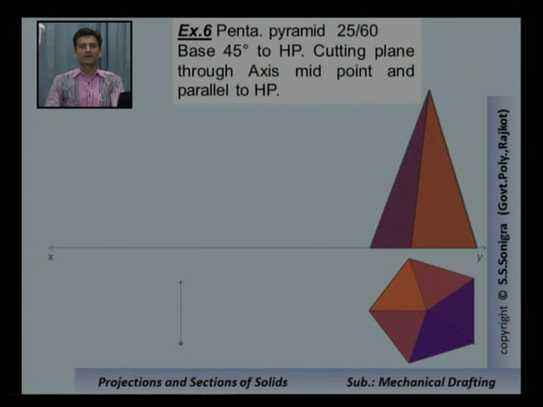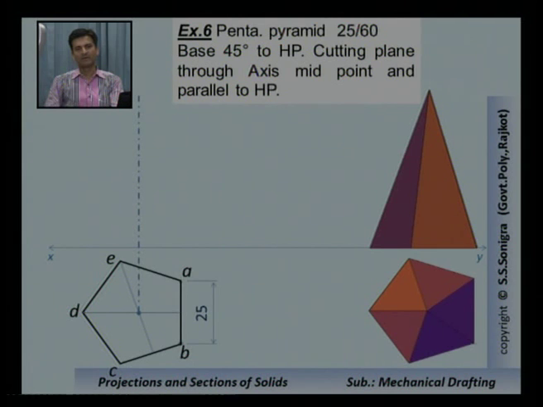So first of all, draw the XY line, and then below the XY line draw a line segment of 25 millimeter and complete the pentagon like this in such a way that its side is perpendicular to the XY line. Now name the endpoints A, B, C, D and E on the base of the pentagon. Locate its axis, so for that join the corner with the midpoint of the opposite side, say A to the midpoint of CD and the midpoint of AB to D. This is the apex, the center line will pass through this point.